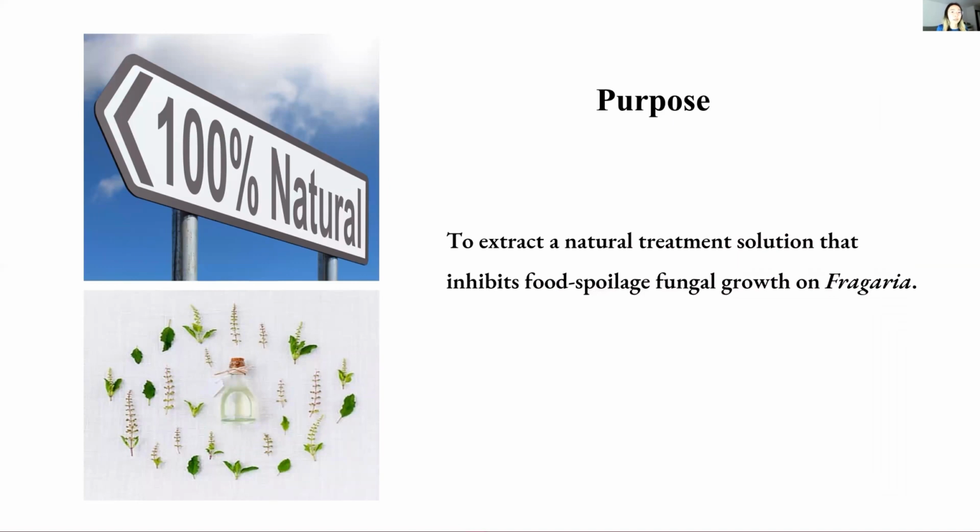I propose a strategy where we can use natural treatment solutions derived from herbs or other food items that are already safe to consume. Previous research has shown the antifungal properties of some herbal extracts, but many of these studies focus on antifungal properties against fungi that can infect humans, but not food. So here I test the antifungal effects of 14 different foods on Fragaria, commonly known as strawberries, a fruit that has a short shelf life and spoils easily due to fungal infection, which makes them the ideal substrate to use for this experiment. Next, I will outline my experimental design.